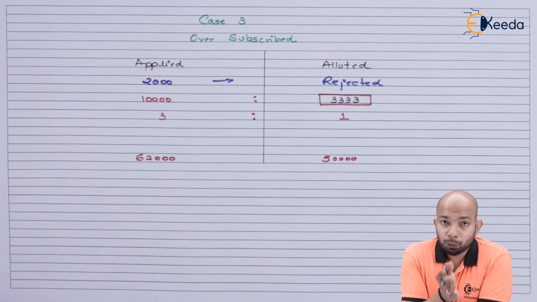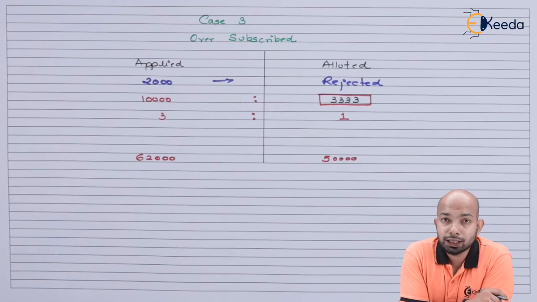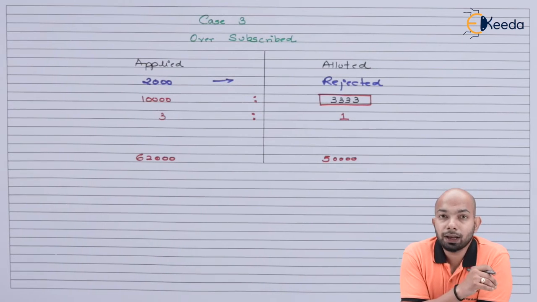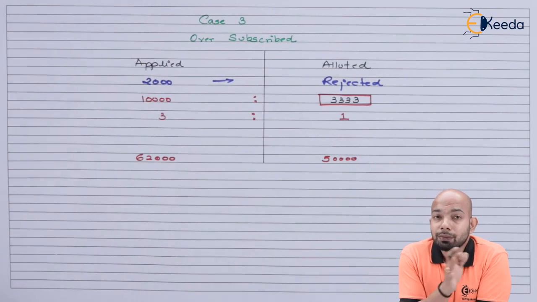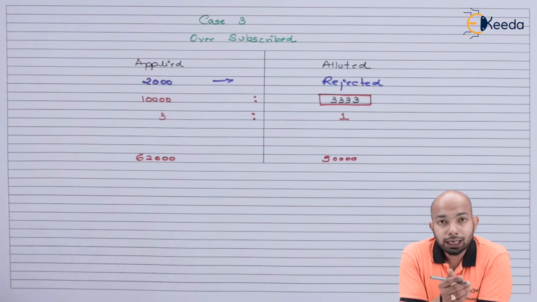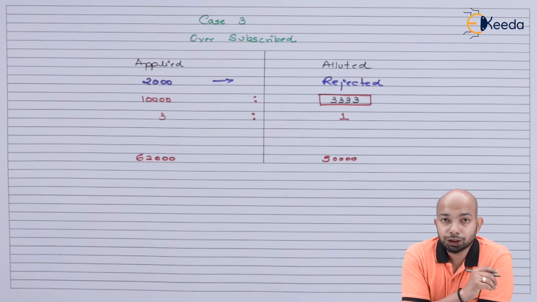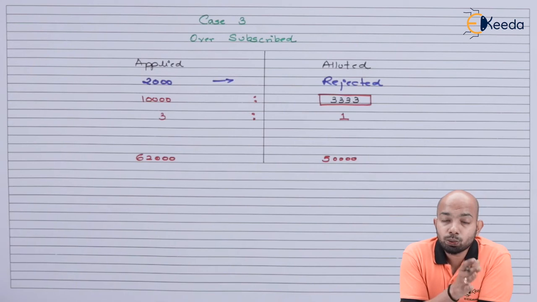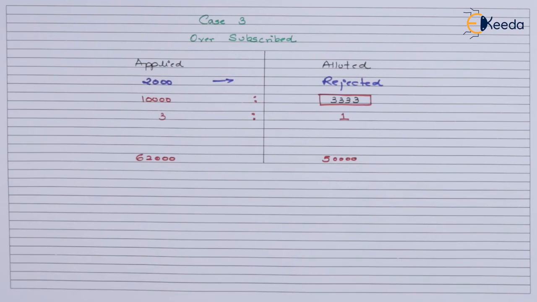So roughly, the approximation has been taken as 3,333 shares allotted in the case where 10,000 shares were applied. So that many shares have already been taken care of. Now there was another line mentioned in the question. That means 46,666 shares were fully allotted.